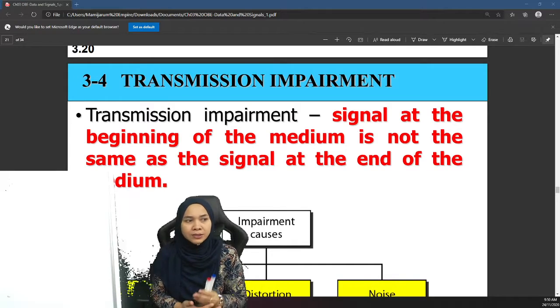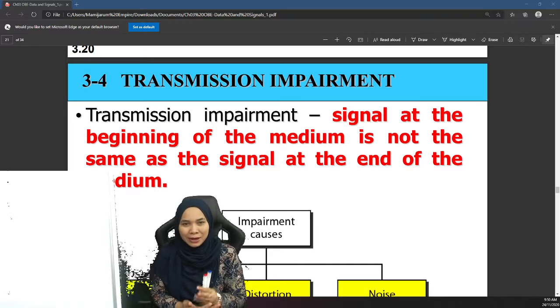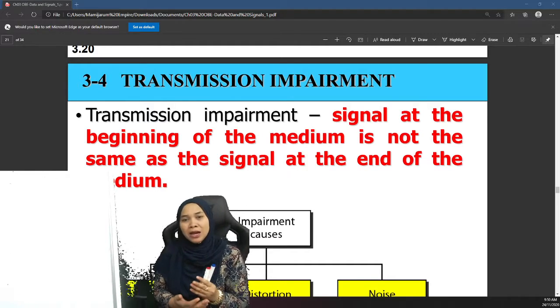Okay, so in transmission impairment, what is meant by transmission impairment is that the signal at the beginning of the medium is not the same as the signal at the end of the medium. It means that when we send the data from sender to receiver, we will not receive the same signal at the receiver side. So there is impairment, or a change in terms of the signal.